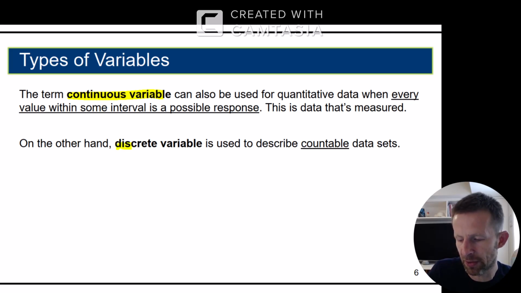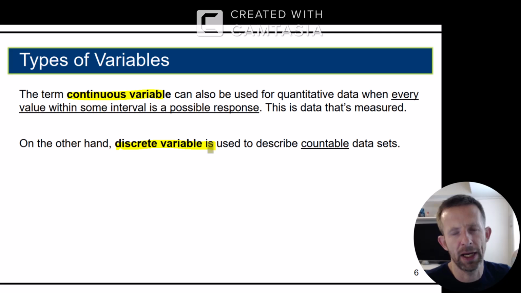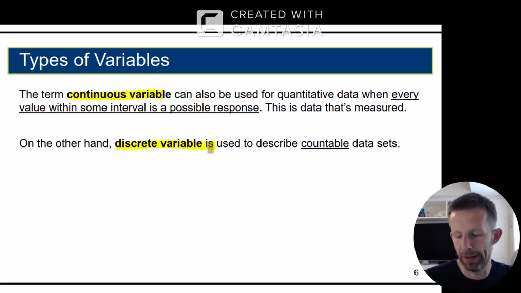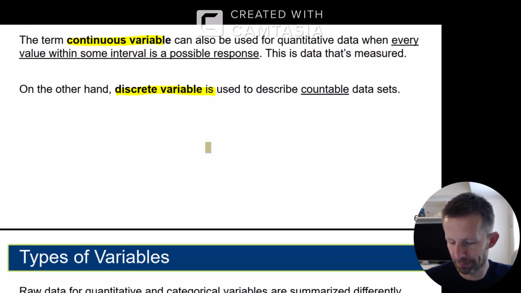On the other hand, a discrete variable is only a countable set. So for example, how many speeding tickets did I have last year? 0, 1, 2, 3, 4. I wouldn't really say that I have like 1 3/4 speeding tickets.